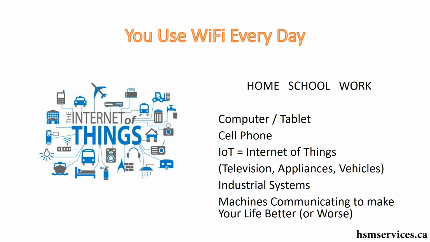And they say about 60% of the internet traffic is one machine communicating to another machine. So a sensor could be telling a computer the status of a valve in a tank, and then the computer could respond accordingly. So machines are communicating to make your life better, hopefully.